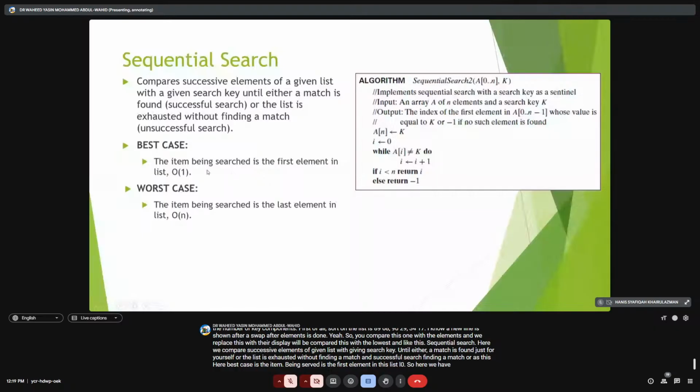So here we have O(1). Item being searched is the first element, O(1). Worst case, the item being searched is the last element of the list, O(n). So if we have the best case, we will have the key at the first position of the array. However, for the worst case, the item being searched is the last element, O(n).